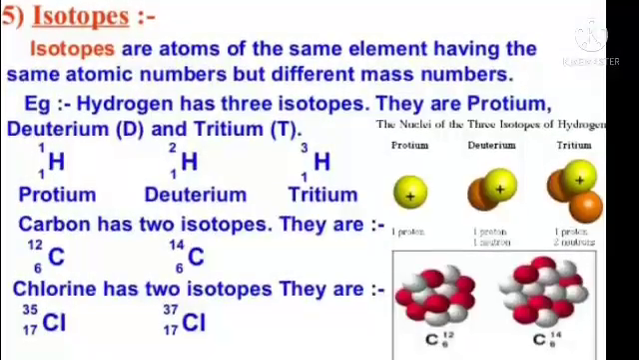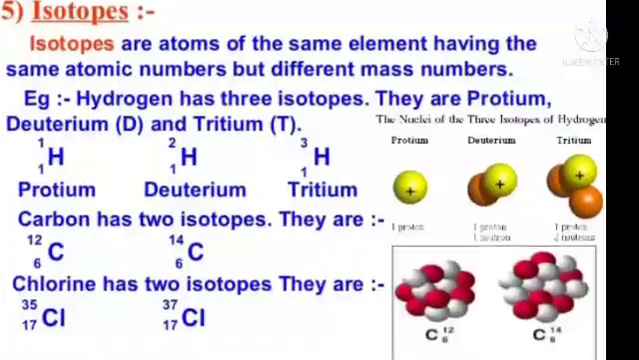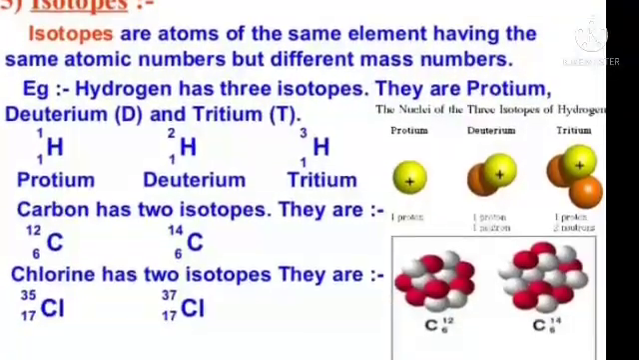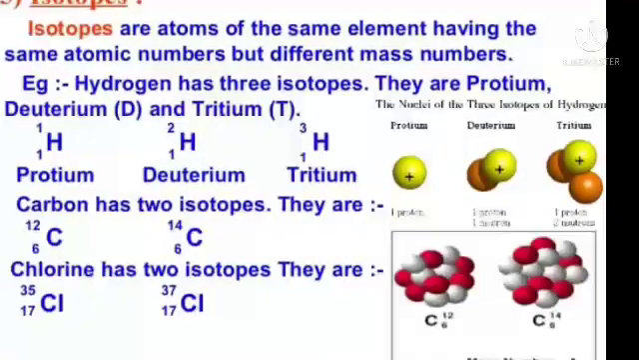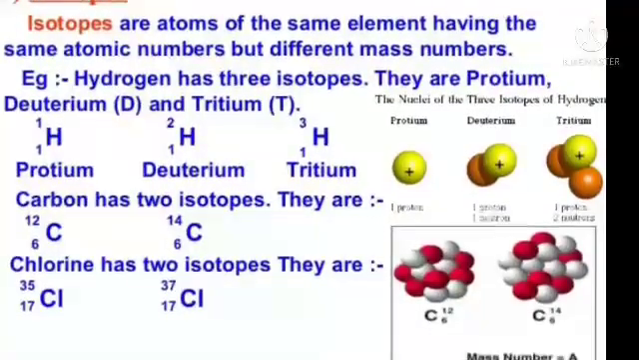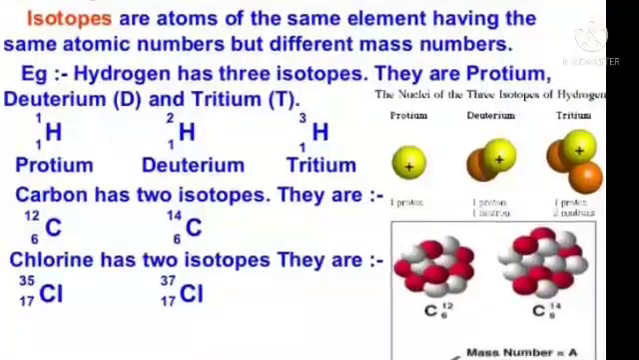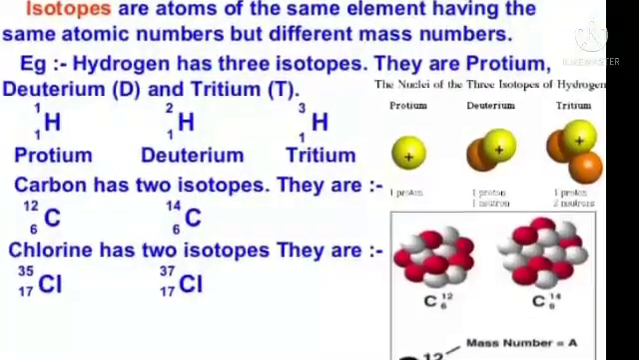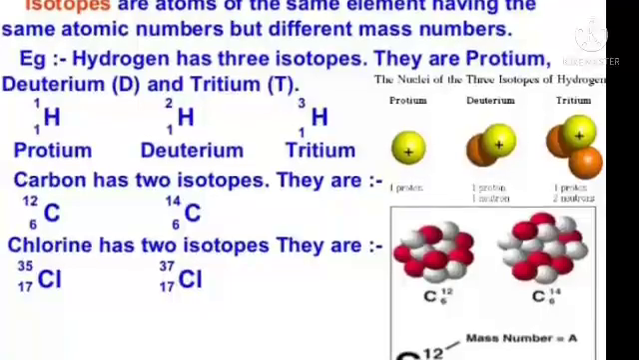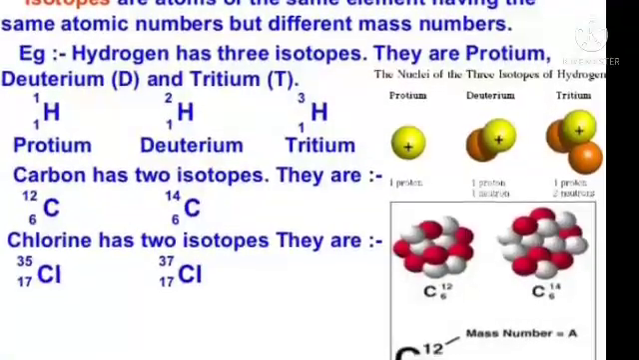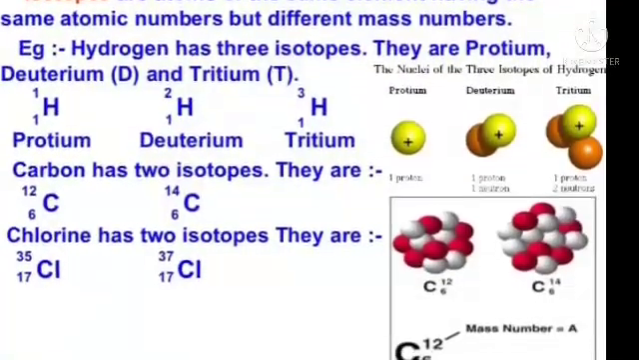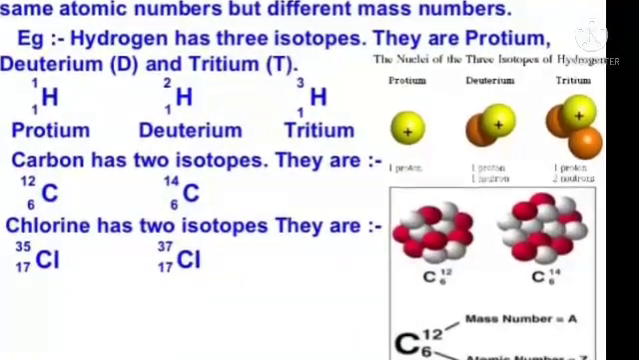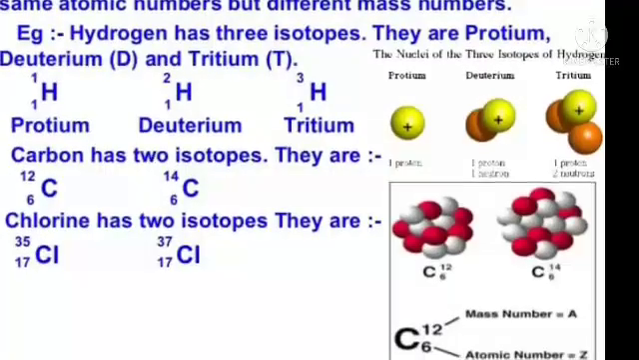Isotopes. Isotopes are atoms of the same element having the same atomic numbers but different mass numbers. Example: hydrogen has three isotopes. They are protium, deuterium, and tritium. Observe the examples. Carbon has two isotopes. They are carbon 12 and carbon 14. Chlorine has two isotopes. They are chlorine 35 and chlorine 37.